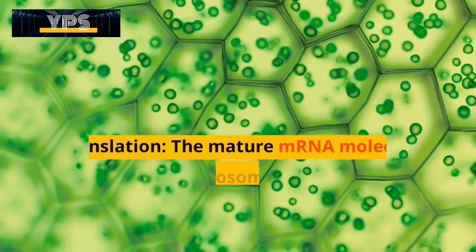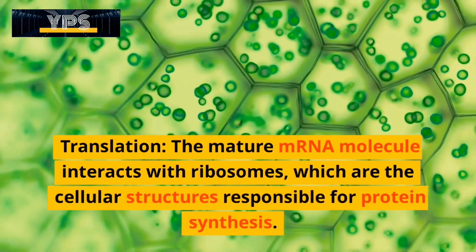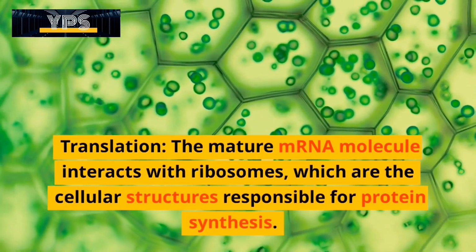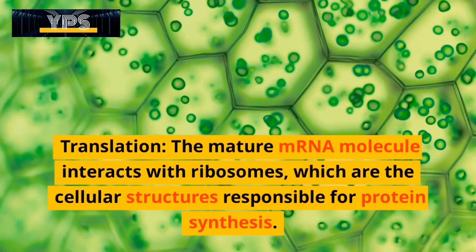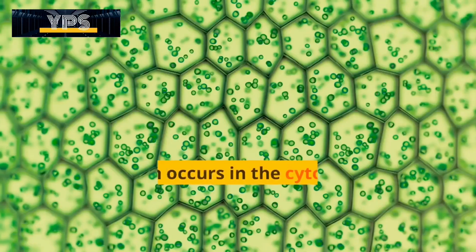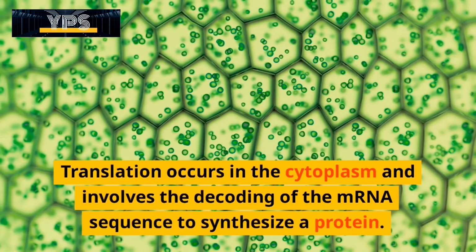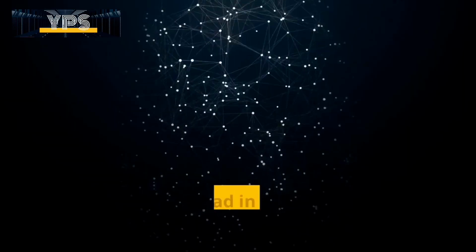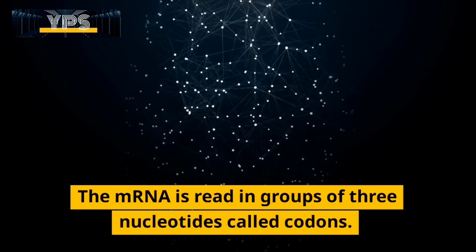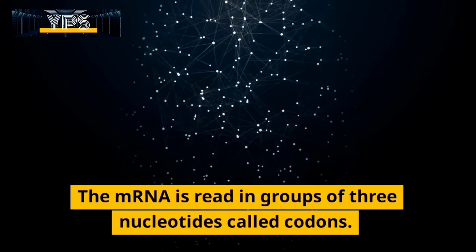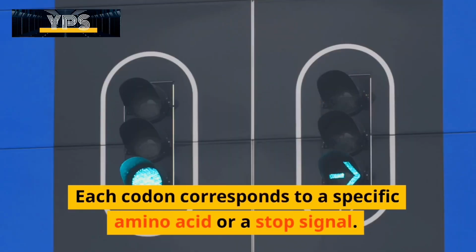cytoplasm. Translation. The mature mRNA molecule interacts with ribosomes, which are the cellular structures responsible for protein synthesis. Translation occurs in the cytoplasm and involves the decoding of the mRNA sequence to synthesize a protein. The mRNA is read in groups of 3 nucleotides called codons. Each codon corresponds to a specific amino acid or a stop signal.